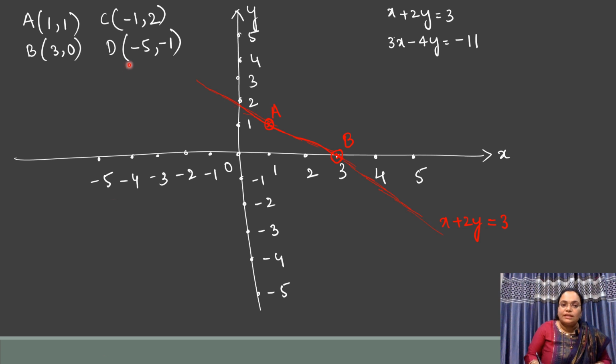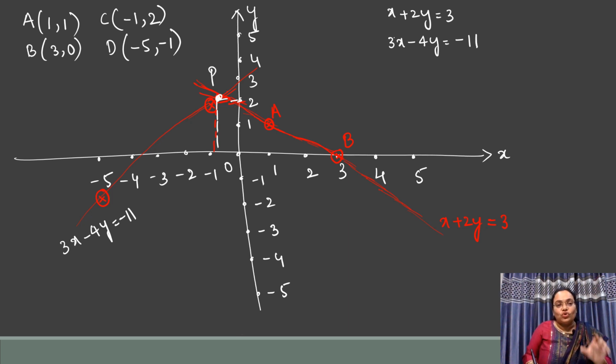So the next point is C (minus 1, 2). Minus 1 on the x-axis and 2 on the y-axis, which is here. The next point is (minus 5, minus 1). Minus 5 on the x-axis and minus 1 on the y-axis, which is here. So we can see that these two lines are intersecting at one common point. Okay, this common point P will be the solution of the given pair of linear equations.